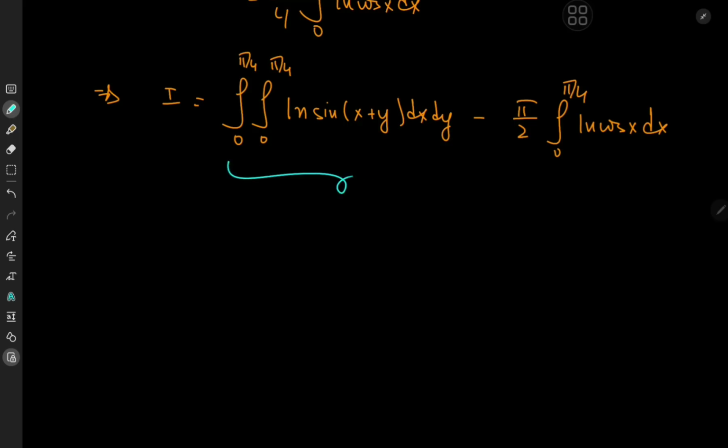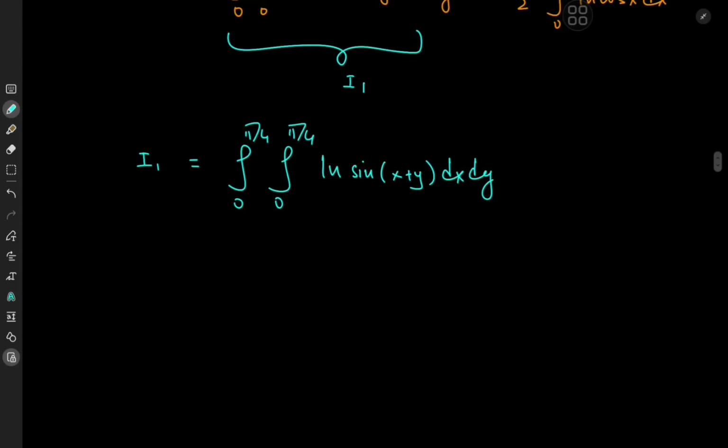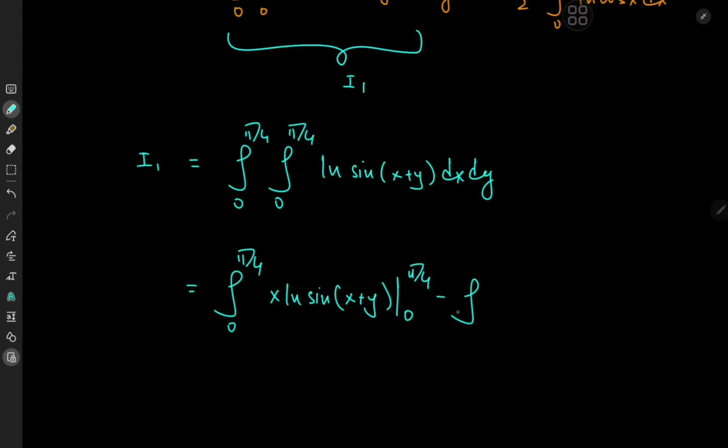Now let's try reducing this integral here into a nicer form by isolating it as I sub 1. So I sub 1 is defined as the integral from 0 to pi by 4, integral from 0 to pi by 4, of log sin(x + y) dx dy. We're integrating first with respect to x and then with respect to y. So let's adopt an integration by parts approach, whereby we have the integral from 0 to pi by 4 of x times log sin(x + y), where the limits here are 0 and pi by 4, minus the integral from 0 to pi by 4 of x.